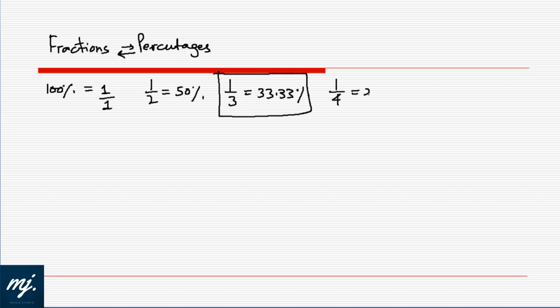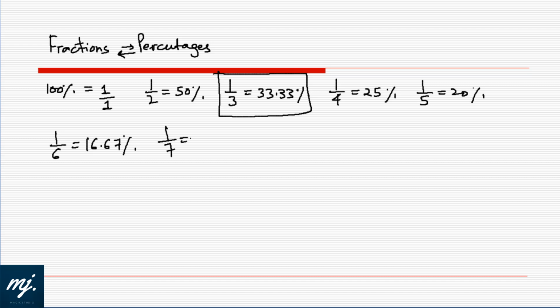1 by 4 is 25%. 1 by 5 is 20%. And use it either way around. 20%, just calculate x by 5 or 1/5 of that particular variable, you'll get 20% of that. 1 by 6 is 16.67%.